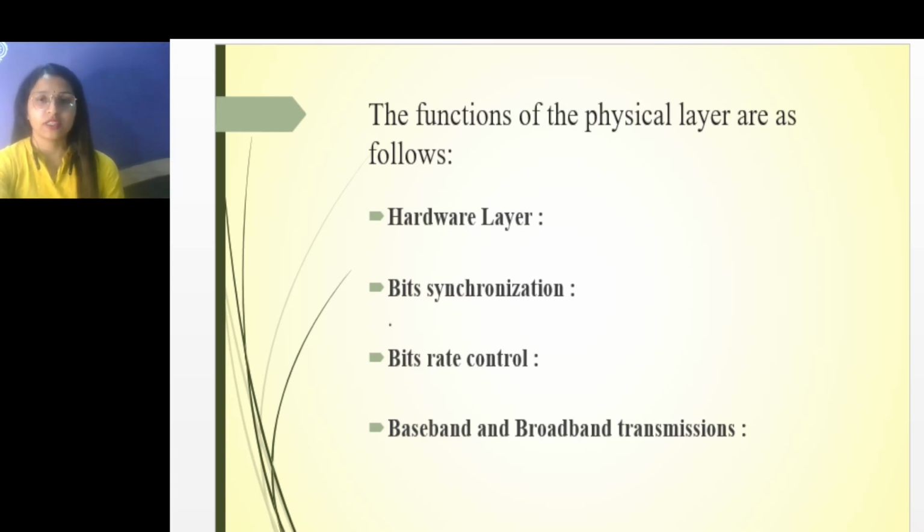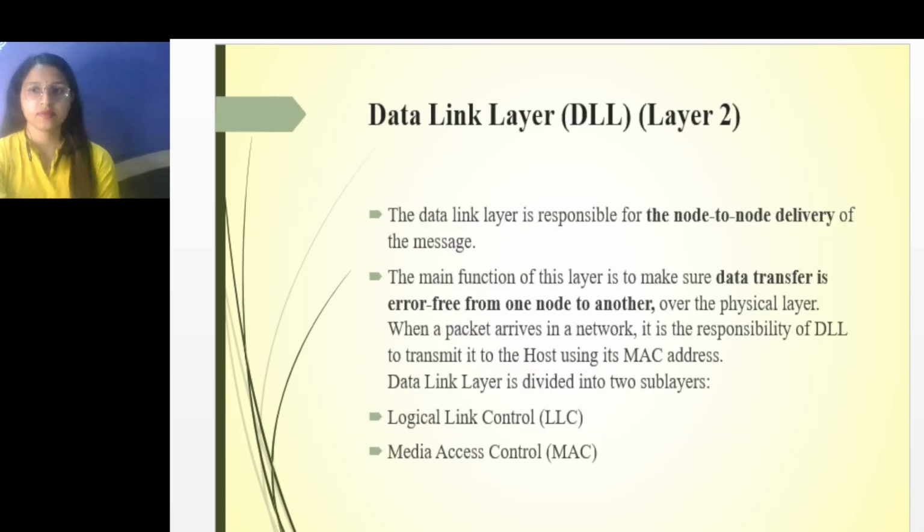So this is all about the physical layer. Next we'll study the data link layer. The next layer is layer 2 of the OSI model, that is the data link layer. What is a data link layer? The data link layer is responsible for node to node delivery of messages. You have to remember that the data link layer is responsible for node to node.